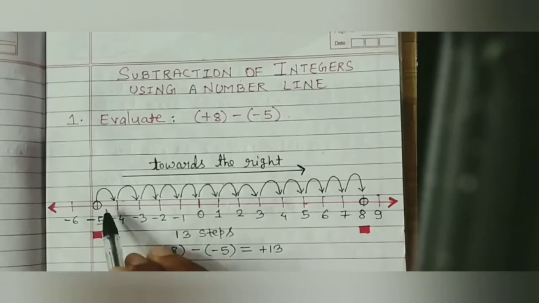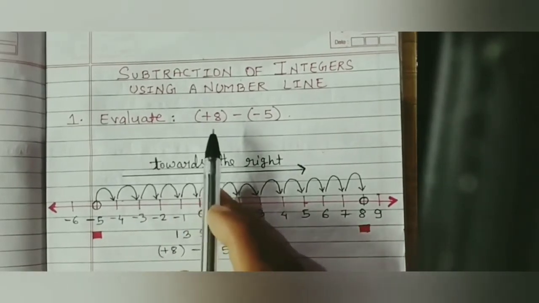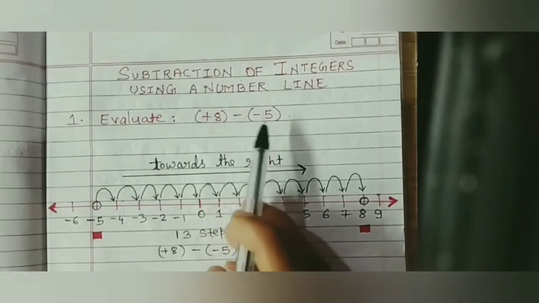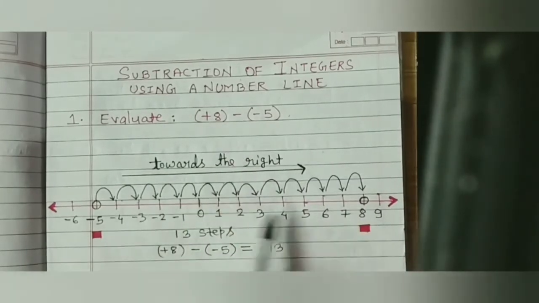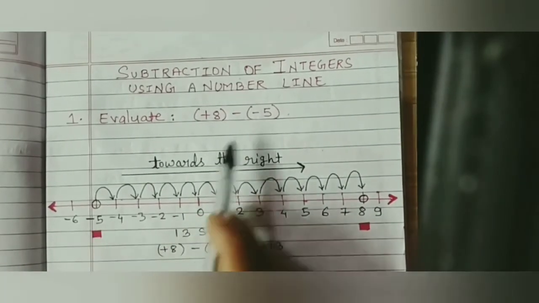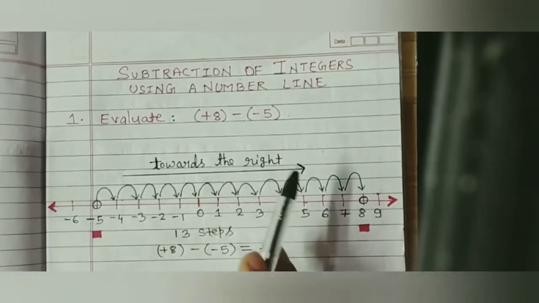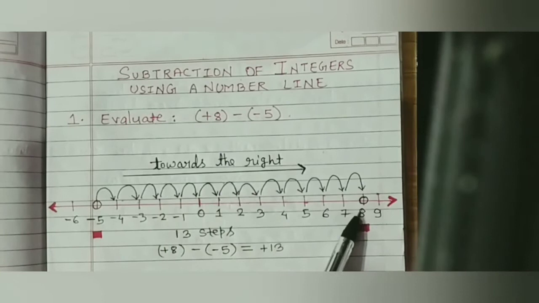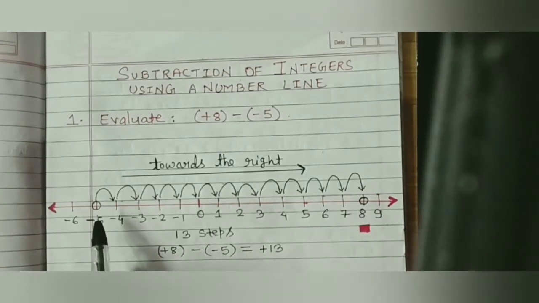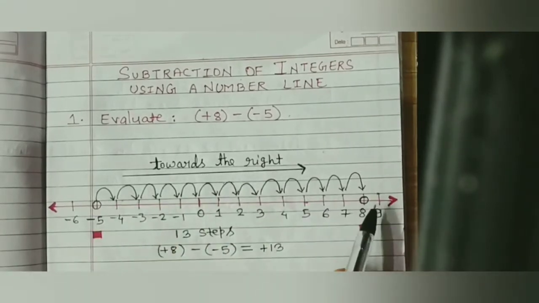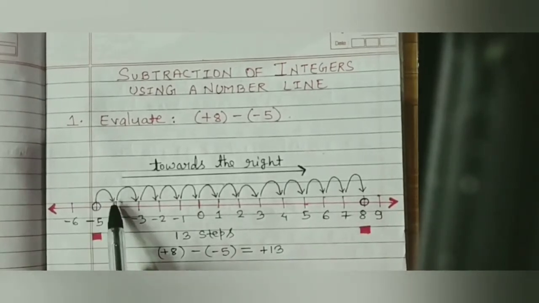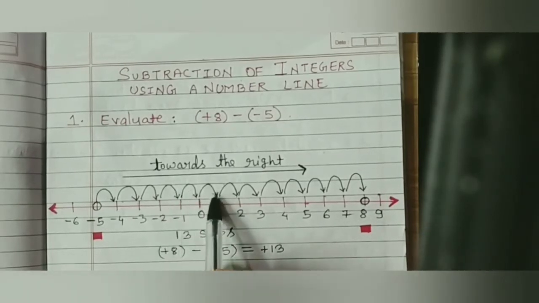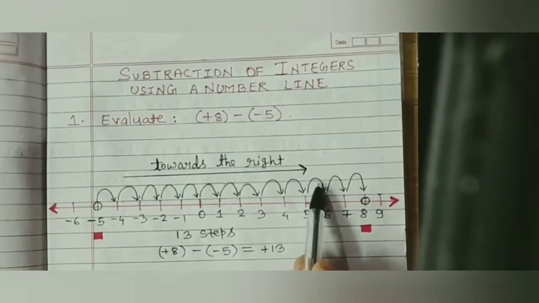Okay? Now after that, listen very sincerely. We are going to move from the second integer to the first integer on this number line. The second integer, that is minus 5, is here, and the first integer, that is plus 8, is here. So we are going to move from minus 5 to plus 8. Okay? So 1, 2, 3, 4, 5, 6, 7, 8, 9, 10, 11, 12, 13.